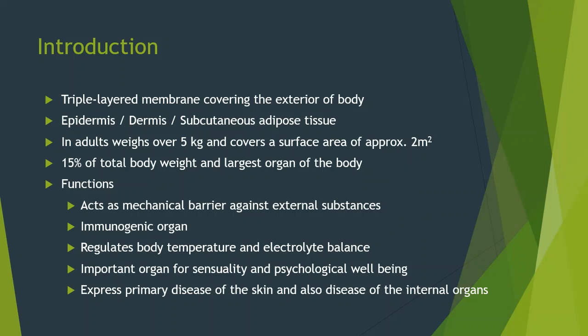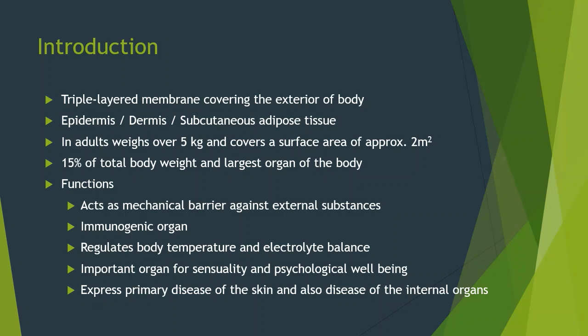The skin is a triple layered membrane covering the exterior of the body, which comprises mostly three parts: the epidermis, the dermis, and the subcutaneous adipose tissue. In an adult, it weighs over 5 kg and covers a surface area of approximately 2 square meters, comprising 15% of total body weight, and it's definitely the largest organ of the body.